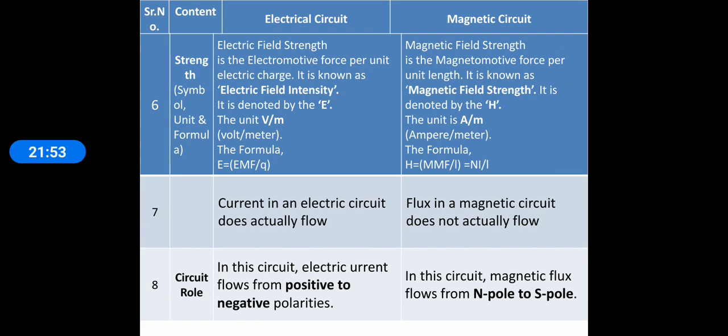Then continuing, in an electrical circuit, the electrical field strength is the electromotive force per unit electric charge. The electrical field intensity is denoted by E. The unit of electrical field strength is volt per meter. The formula for electrical field strength is E equal to EMF by Q.